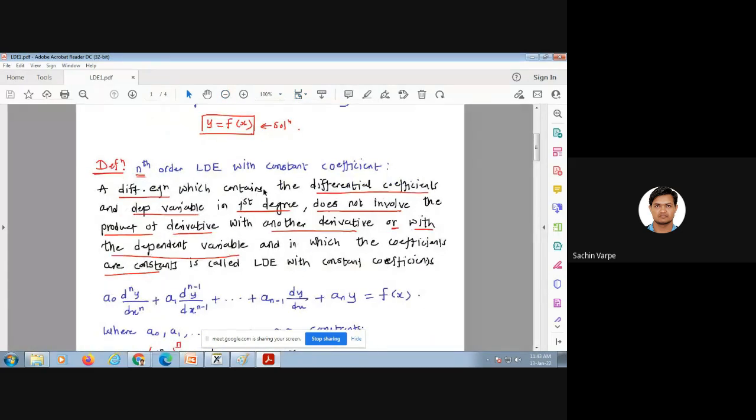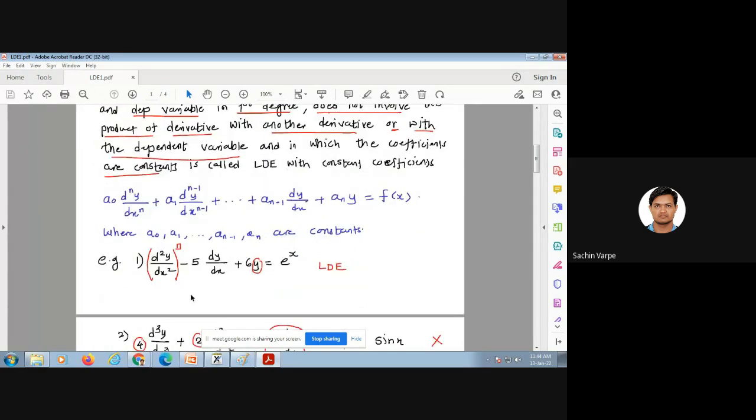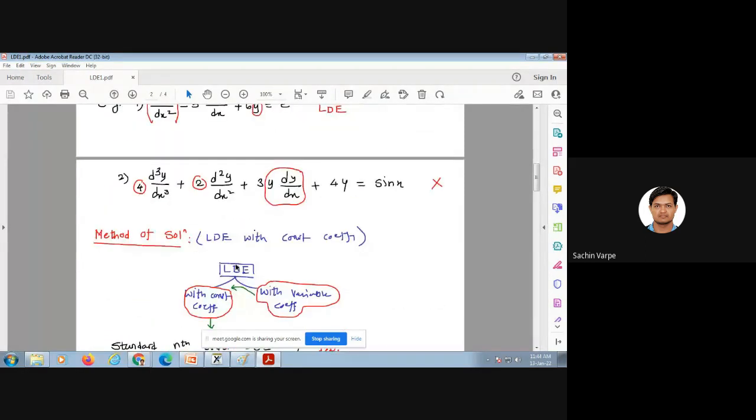a differential equation which contains the differential coefficient and a dependent variable in the first degree, and which does not involve the product of derivative with another derivative or with the dependent variable, and in which the coefficients are constants. It's called linear differential equation with constant coefficient. This is the standard form of LD with constant coefficient of nth order, right? So we have seen the question also.